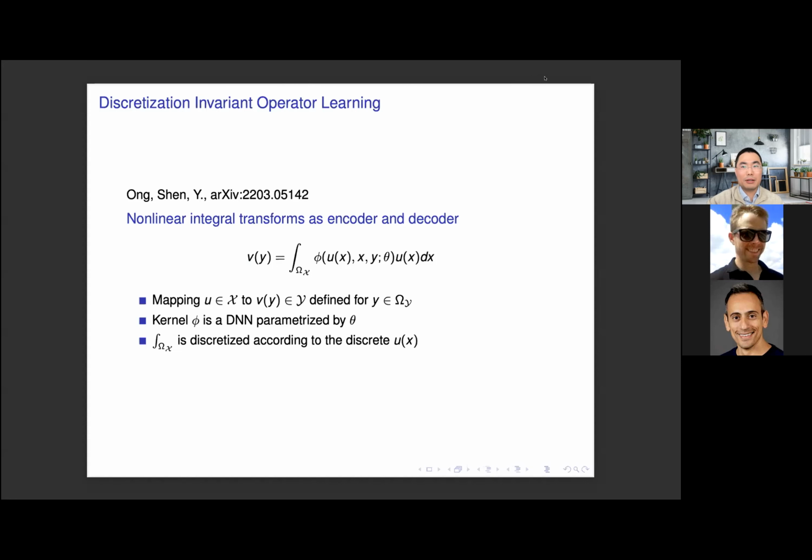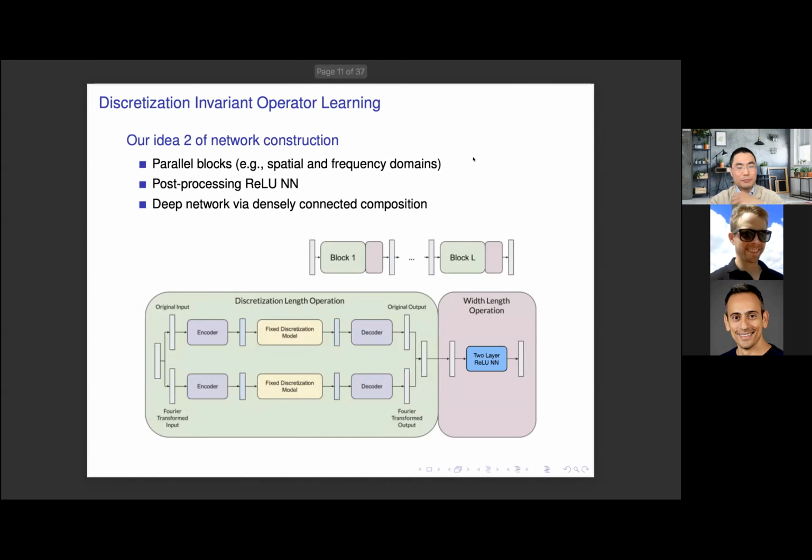Okay, now next I'm going to introduce the second idea to build our final network to get the discretization-invariant operator learning. So we have illustrated the basic idea of encoder, fixed size neural network, and decoder. We are going to use this as a basic structure to build a wider and deeper network. And why do we want to build a wider network, with several blocks in parallel?